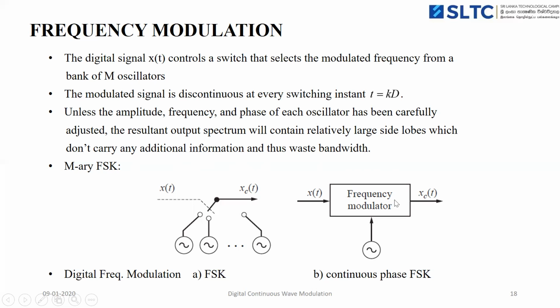Coming to the second type of FSK modulation, it is continuous phase FSK. Here we are using only one local oscillator and one input signal, and the input signal is modulated with the local oscillator by using a frequency modulator. Finally, we get the FSK modulated output signal Xc of t. In this case, there is no discontinuity in the carrier phase. We are getting the continuous phase FSK signal.